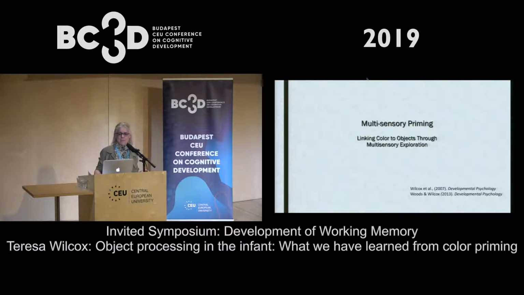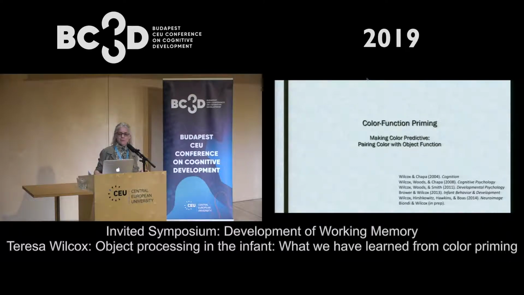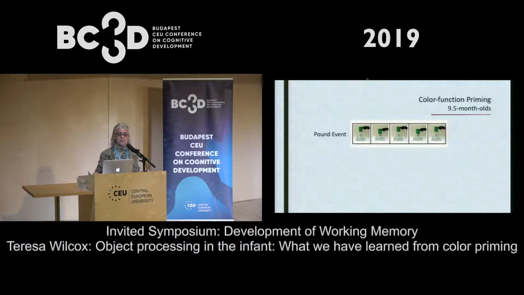One priming mechanism that we've done is multisensory priming, and that's linking color to objects through multisensory exploration. I'm not going to talk about that at all today. I just wanted you to know that we have 2 different mechanisms or ways that we've primed babies to attend to color information. What I am going to talk about today is color function priming, and that's making color predictive by pairing color with object function.